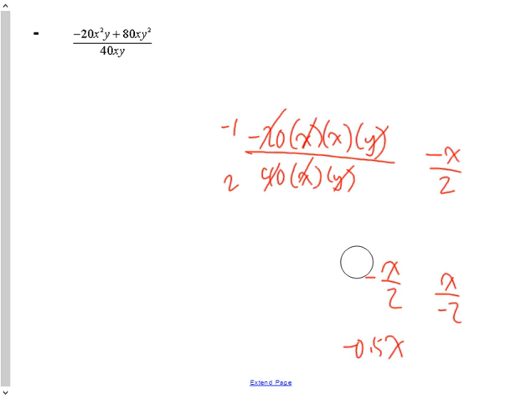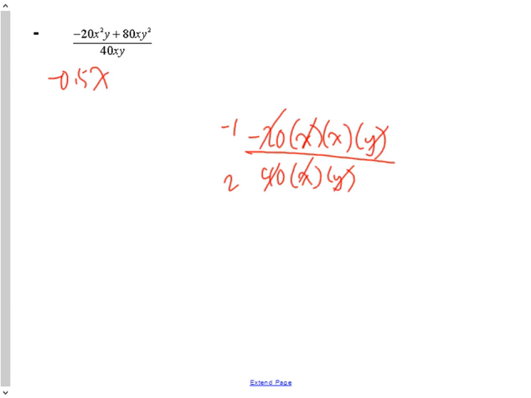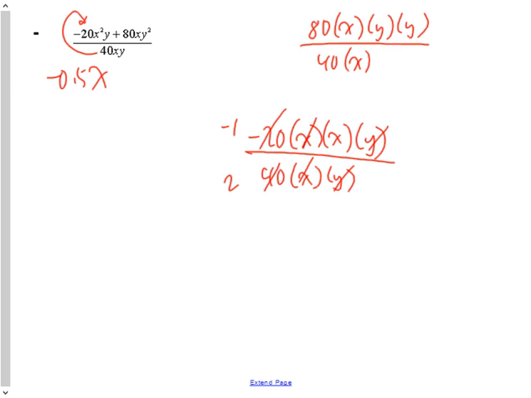I'm going to use the decimal coefficient. And you could use any of the other ones, that's fine. So our first term, when we divide negative 20x squared y by 40xy, we get negative 0.5x, or half an x. And 80 times x times y, which is 80xy squared, divided by 40xy, will be simply 2y, or plus 2y over 1, or just plus 2y.